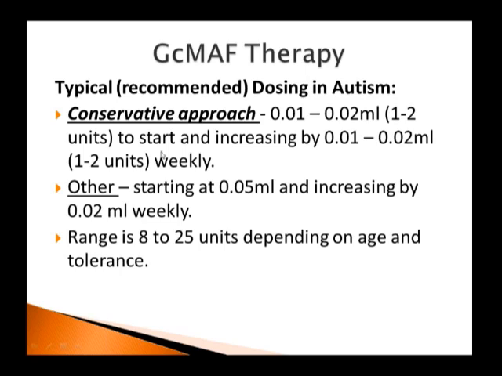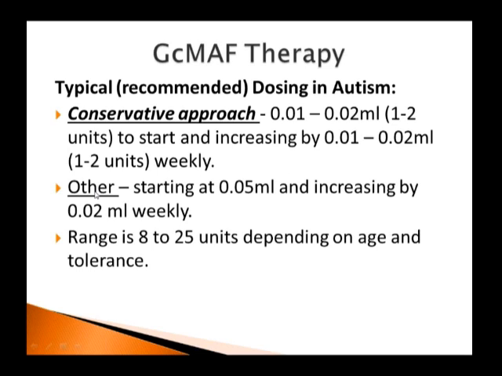A typical starting dose in autism, if we're doing it conservatively, and this really has to be based individually, if you have a child that's just very sensitive to supplements, to medications, then I personally would take it slower, even looking at a 0.01 to 0.02 ml dose, which turns out to be 1 to 2 units to start, and then increasing it slowly. Is it going to take a little bit more time to go through things? Yes, but generally you tend to see fewer problems.